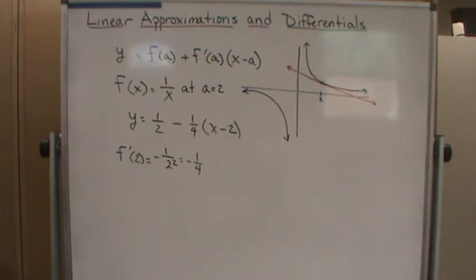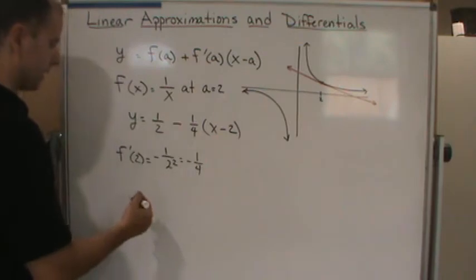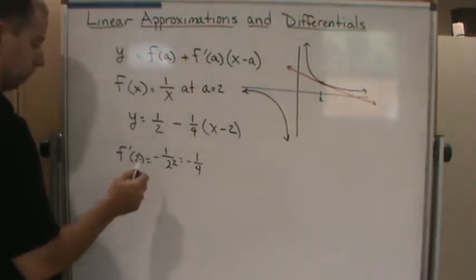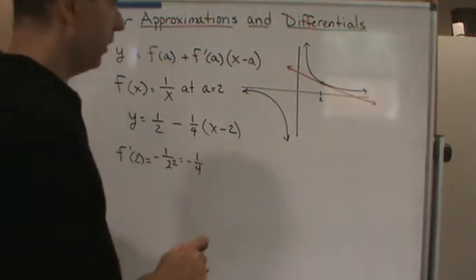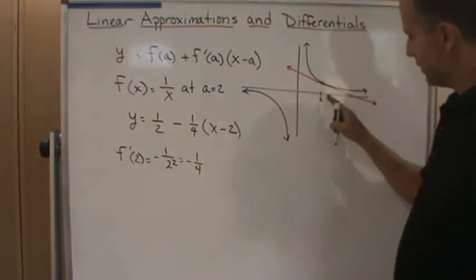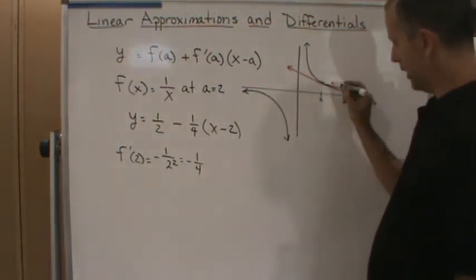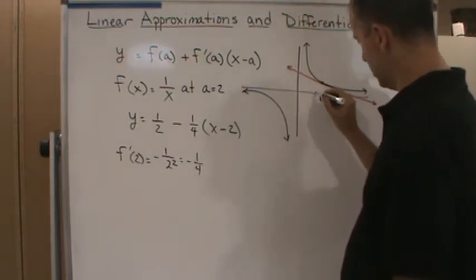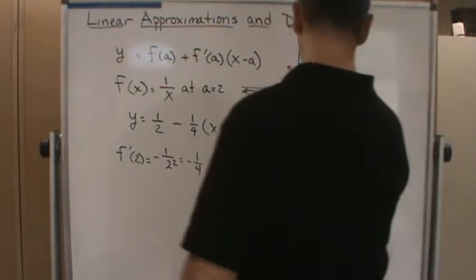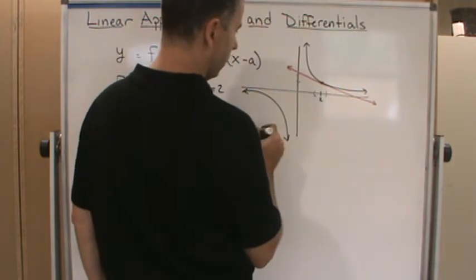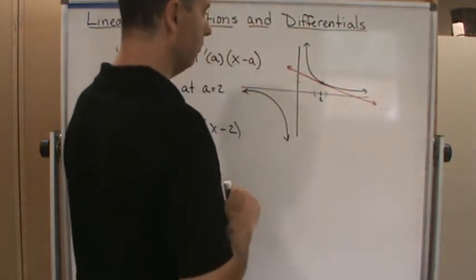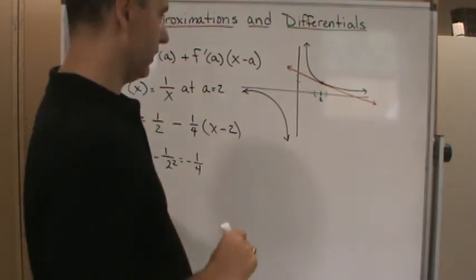Now, what if we use 2.1 in this example? Let's approximate f of 2.1. Before I do that, notice the reason why: if we use the tangent line, then as long as we're close to 2, we're going to be close on the tangent line to f of x.